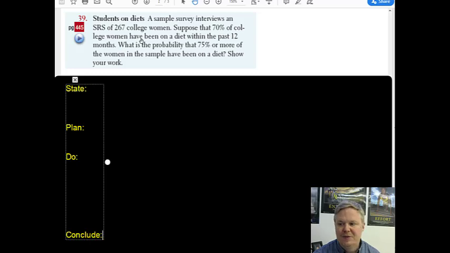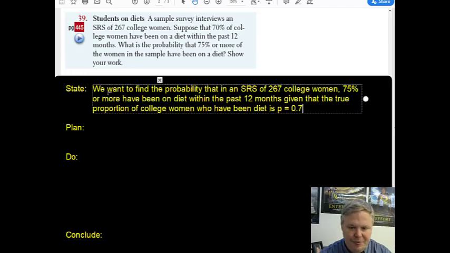All right, on to the next one. It says a sample survey interviews 267 college women in a random sample. Suppose 70% of college women have been on a diet within the past 12 months. What is the probability that 75% or more of the women in the sample have been on a diet? Here we still want to state what we're trying to find. It's basically just rewording everything we see here.